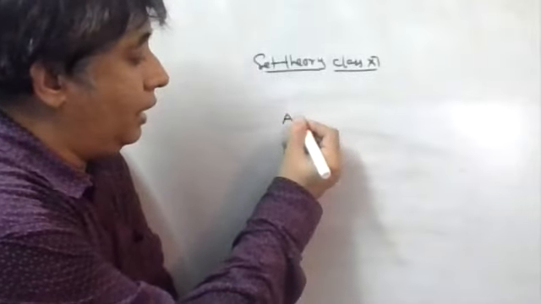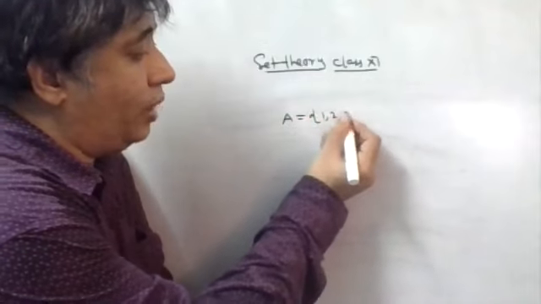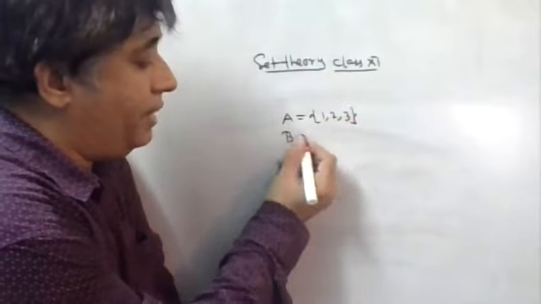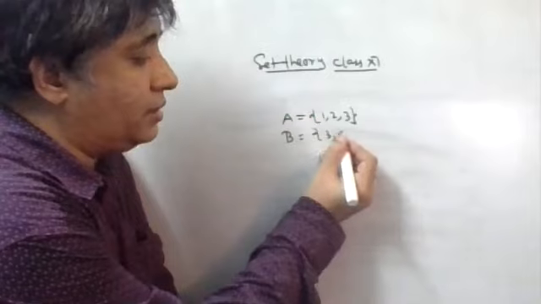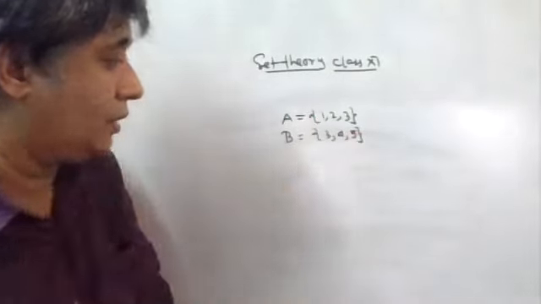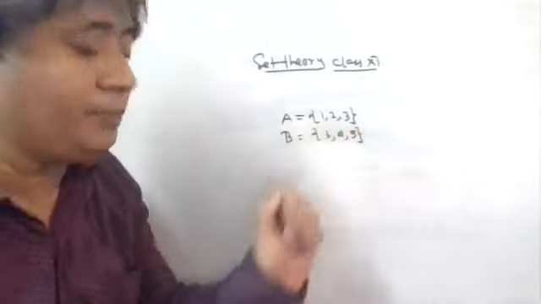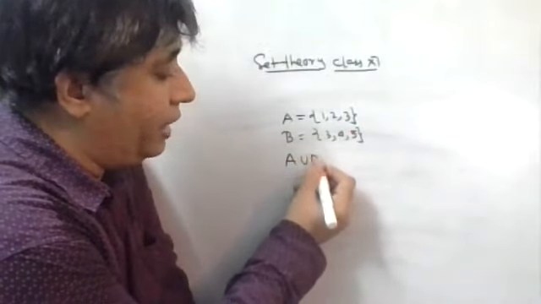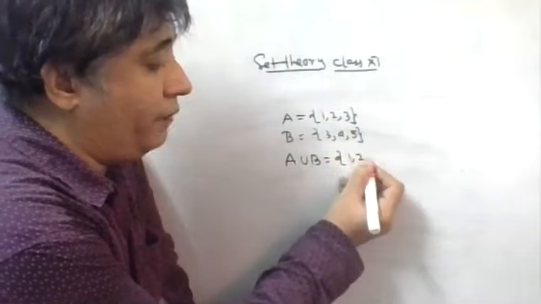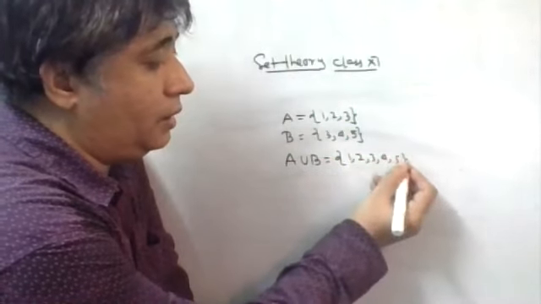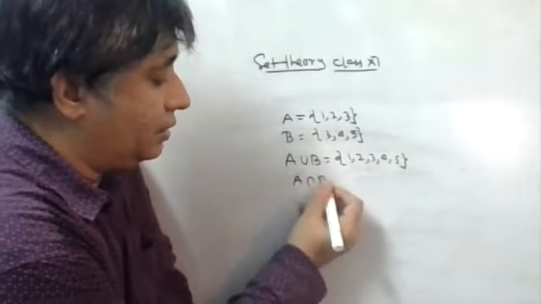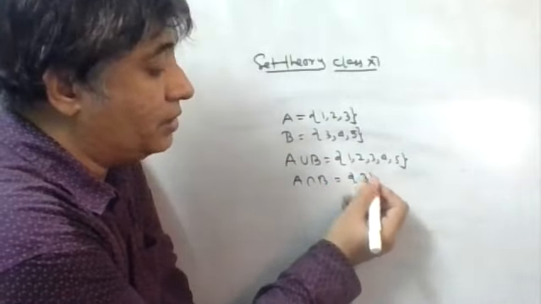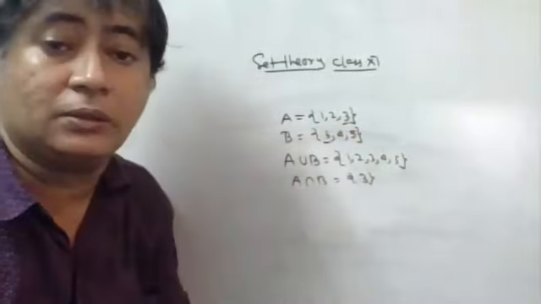Suppose A is a set that contains 1, 2, 3. B is a set that contains 3 elements: 3, 4, 5. Now, if you are told to find the union, that will give you 1, 2, 3, 4, 5, and the intersection will be only 3, because 3 is the common part.